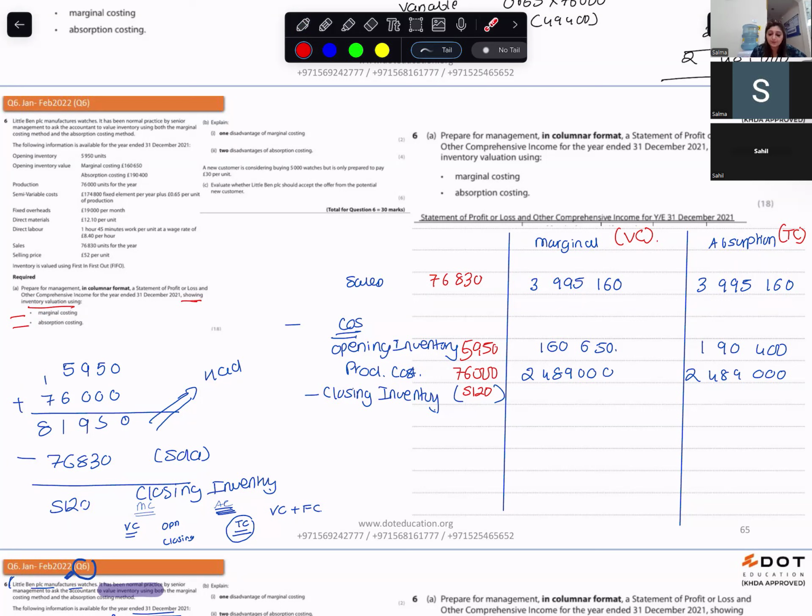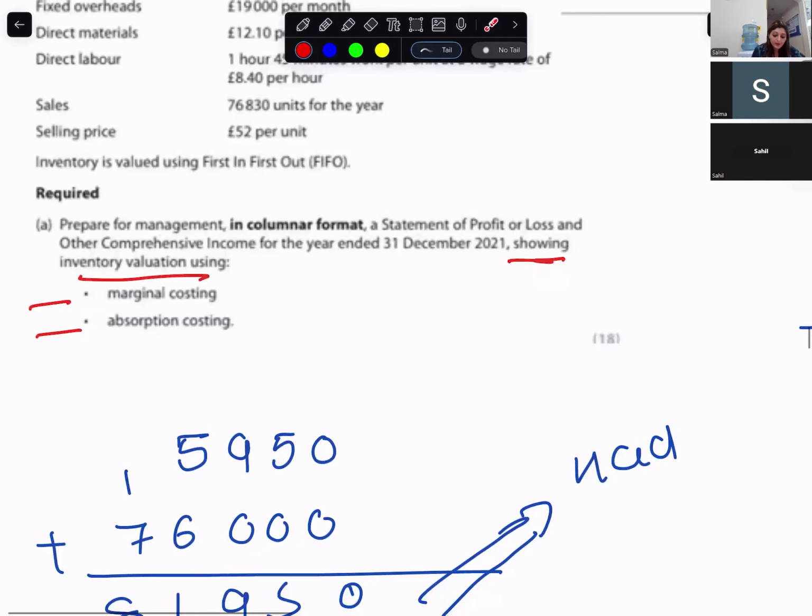They want us to prepare a statement of profit or loss and other comprehensive income. That means sales minus cost of sales is profit. But while doing so, they want us to value inventory. They want the inventory valuation to happen as per marginal costing and as per absorption costing. Just digest this fact. Are you with me?